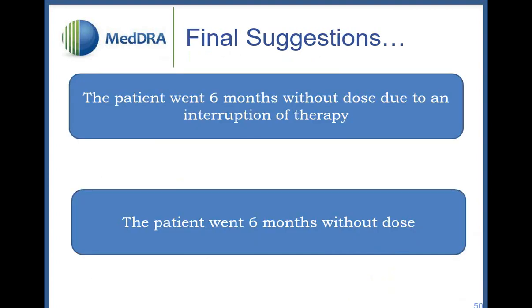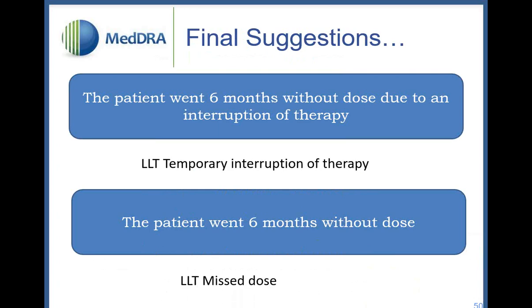So in this case, my final suggestions are temporary interruption of therapy for the first one, which most people agreed with. And for the second one, I put missed dose. Or you could do drug dose omission, under the same PT, and the patient went 6 months without dose. As we saw, you may also need to query. Some companies want to know why. Why did they go without this dose?